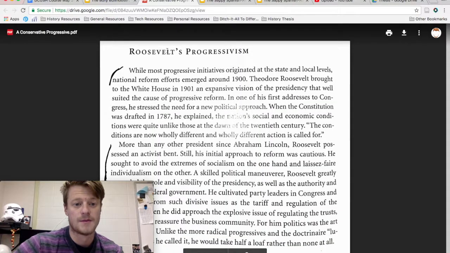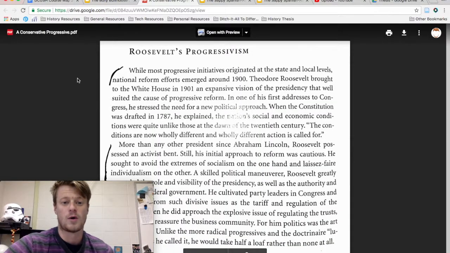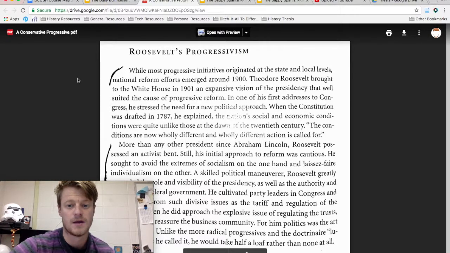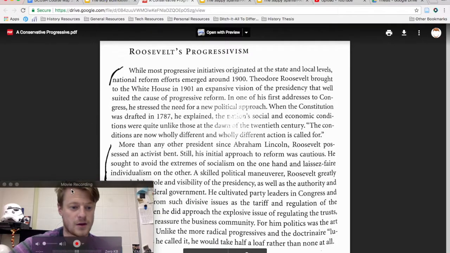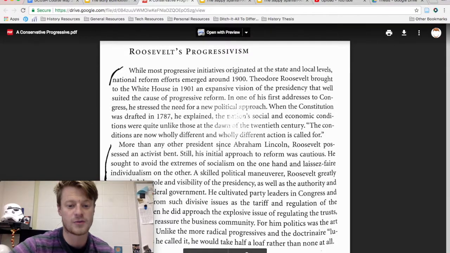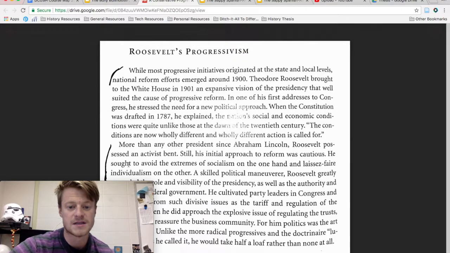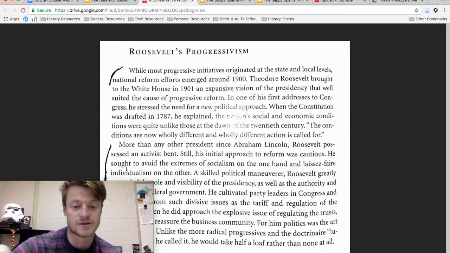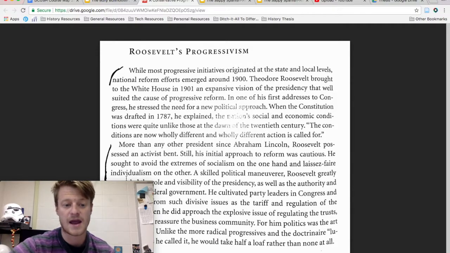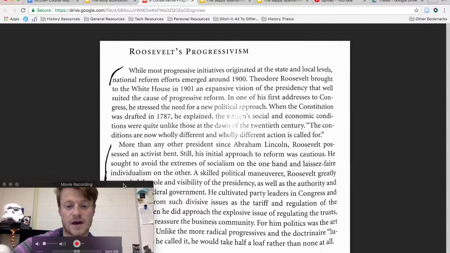Okay, so Roosevelt's progressivism. While most progressive initiatives originate at the state and local levels, national reform efforts emerged around 1900. Here's our summary. More than any other president since Abraham Lincoln, Roosevelt possessed an activist bent. Still, his initial approach to reform was cautious. He sought to avoid the extremes of socialism on one hand and laissez-faire individualism on the other.